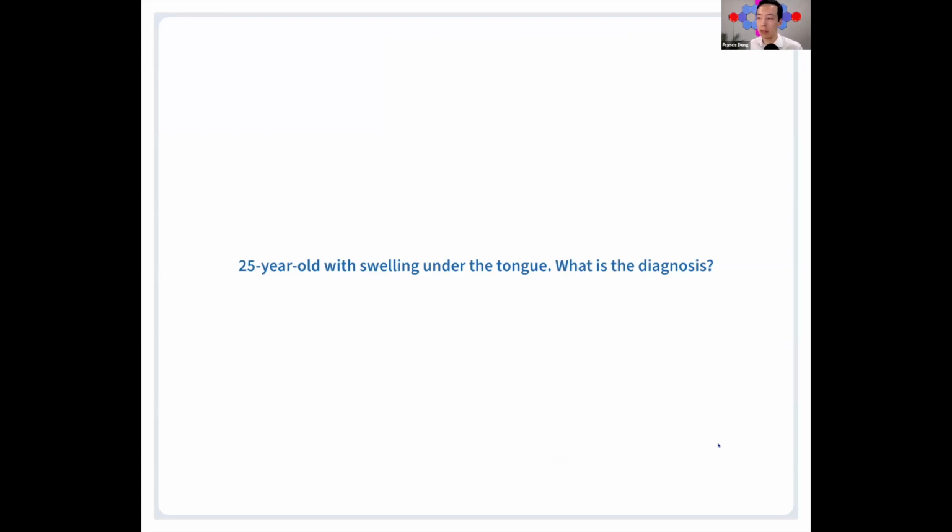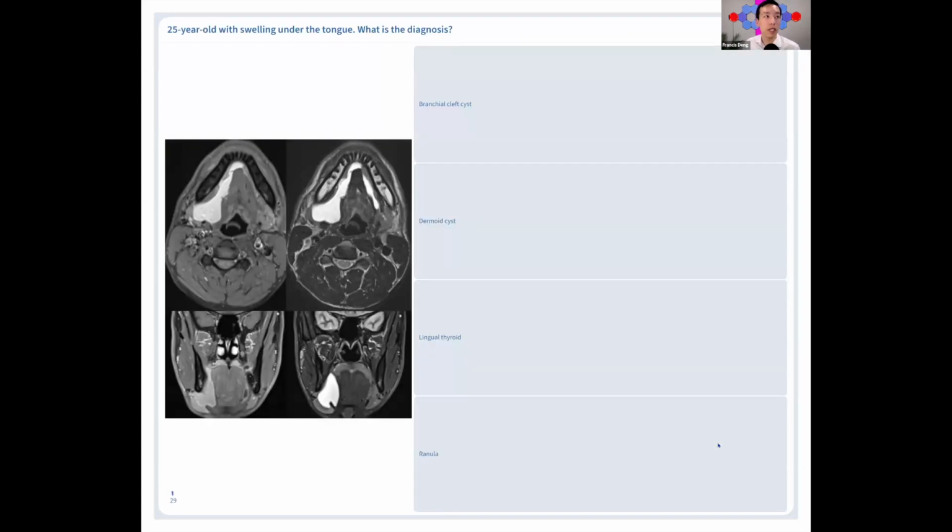Okay, the next case is a 25-year-old with swelling under the tongue, and we have an axial T1 weighted image without contrast, an axial T2 weighted image without fat suppression, a T1 coronal post-contrast image with fat suppression, and a coronal T2 weighted image with fat suppression.